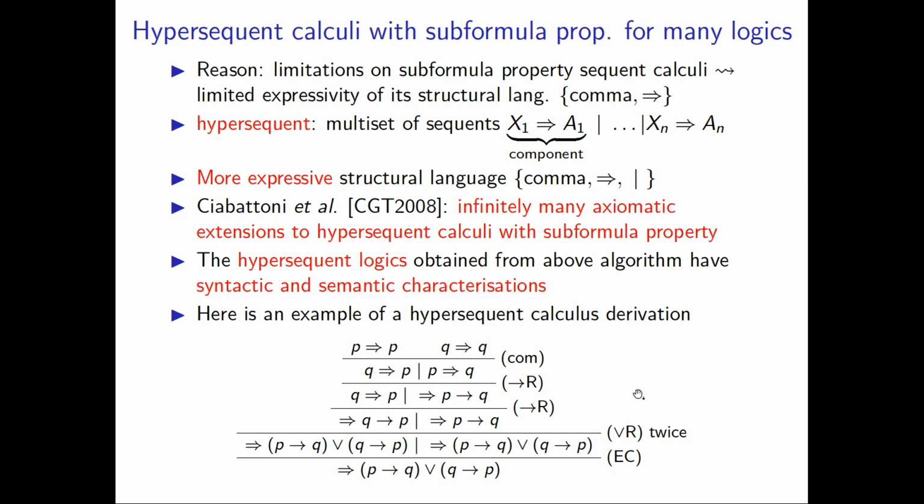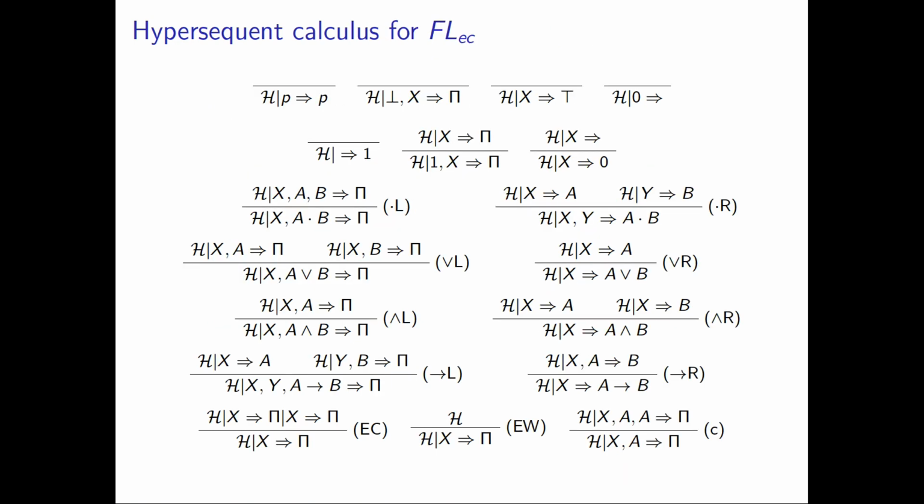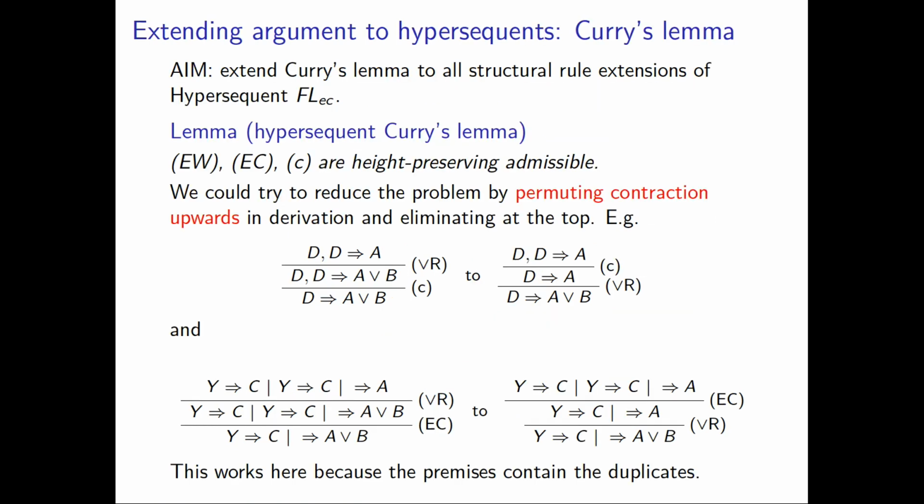So here is a hypersequent with two components, and then the logical rule, the implication right rule, applies just to a single component, and then the same rule now is applying to the other component. And when you have two components that are identical, as you have here, there is the external contraction rule, which can reduce the two to a single component. Here is the hypersequent calculus for FLEC. You can feel free to pause and have a look if you wish.